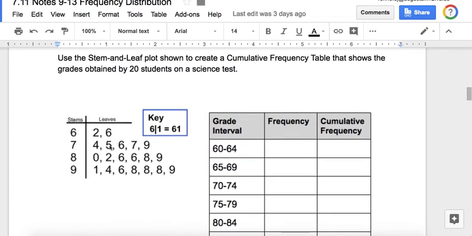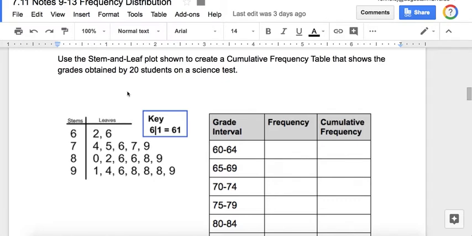And now we are going to look at stem and leaf plots. So it says use the stem and leaf plot shown to create a cumulative frequency table that shows the grades obtained by 20 students on a science test. Now remember to review a stem and leaf plot. The stems represent the tens place and the leaves represent the ones place. So here's how I would read this. Key 6-1 would be 61. So the key tells me how to read it as well.